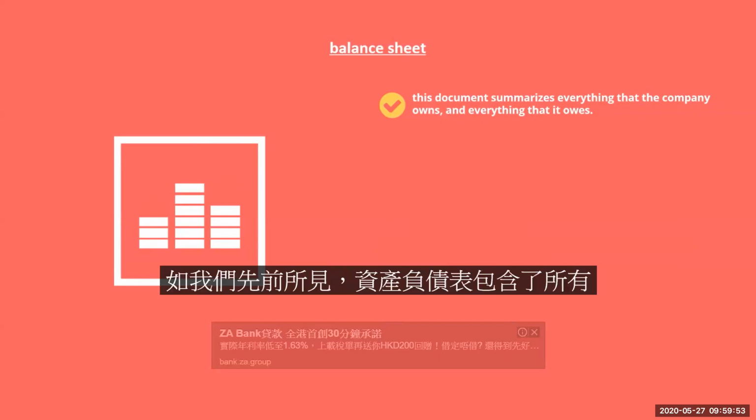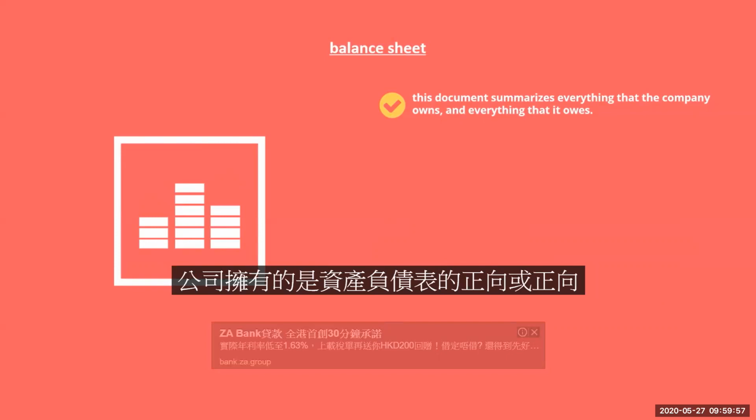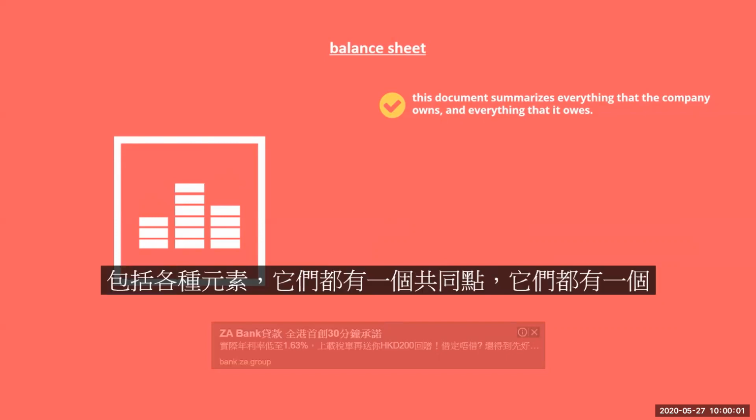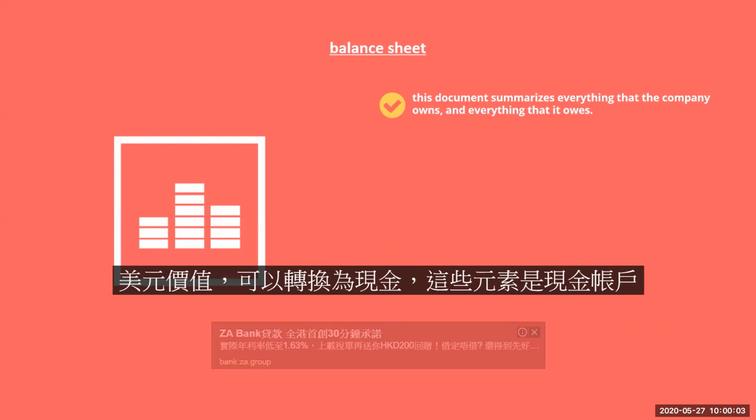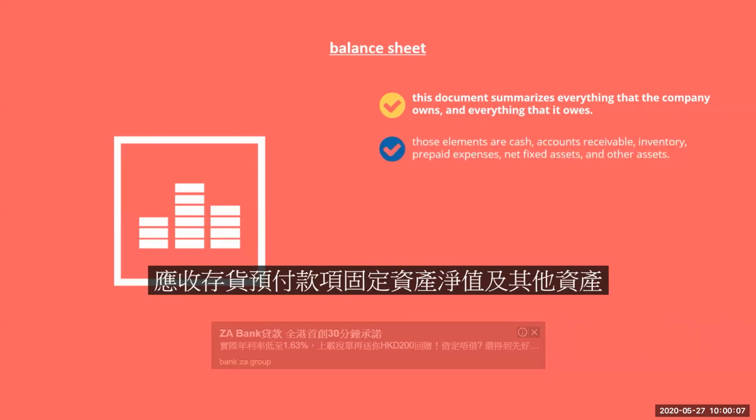The asset section of the balance sheet, as we saw previously, is containing everything that the company owns. It is the plus side or positive side of the balance sheet. This includes a variety of elements. They all have one thing in common. They have a dollar value and can be turned into cash. Those elements are cash, accounts receivable, inventory, prepaid expenses, net fixed assets, and other assets.